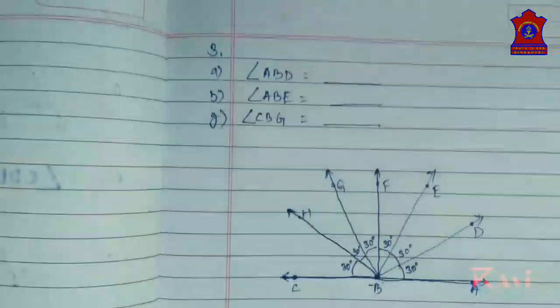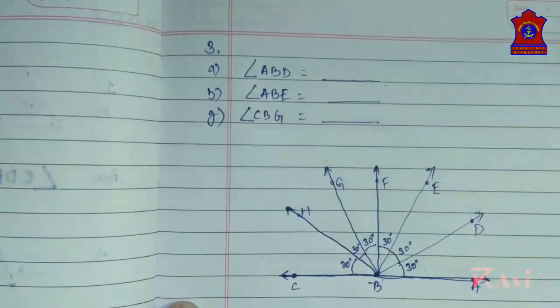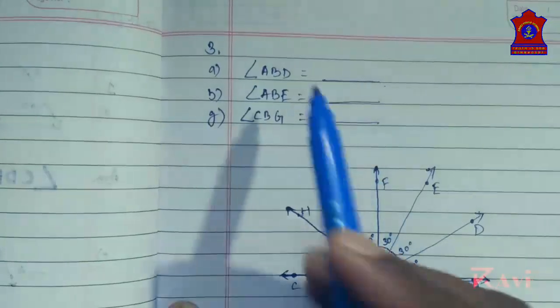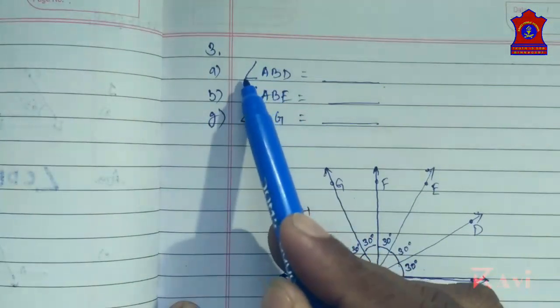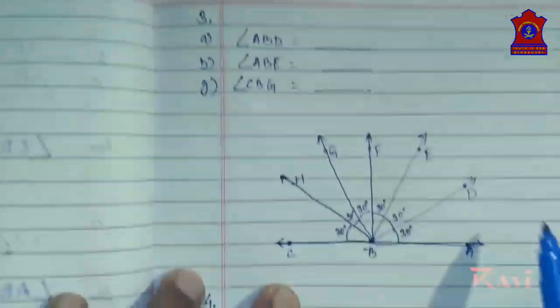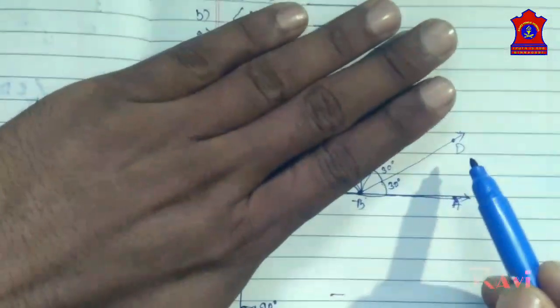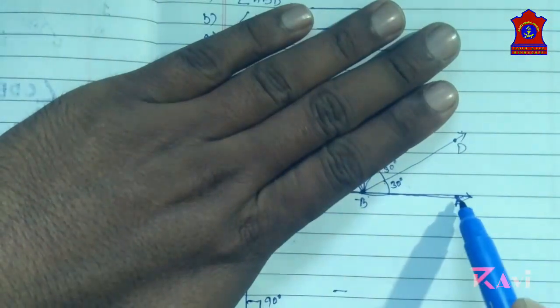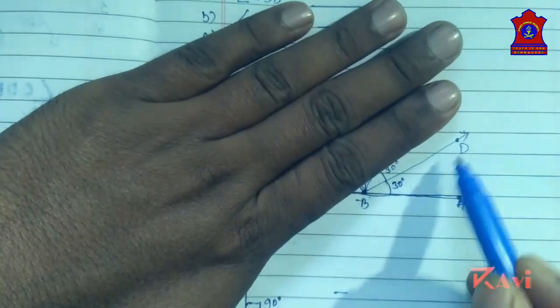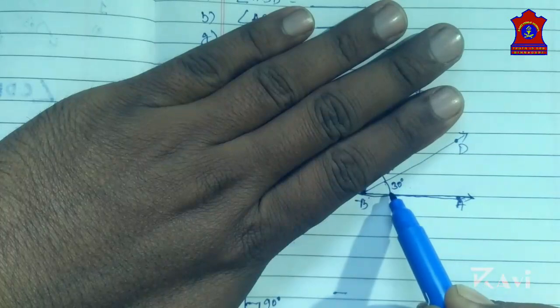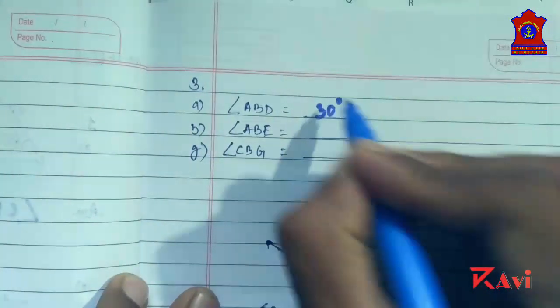Now look at the question. The question is asking, what is the measure of angle ABD? So let's find where angle ABD is. Look at this part. What is the measure of angle ABD? 30 degree. So write it here, 30 degree, like this you have to do.